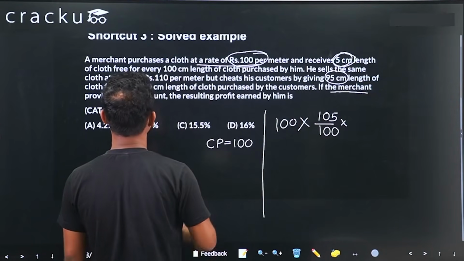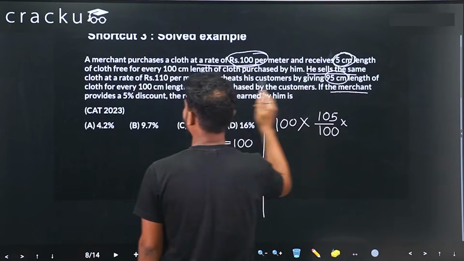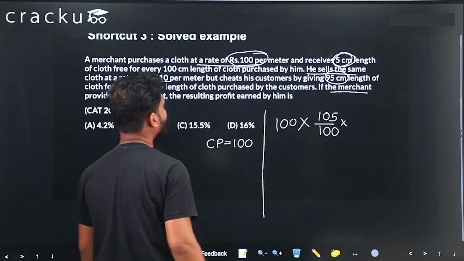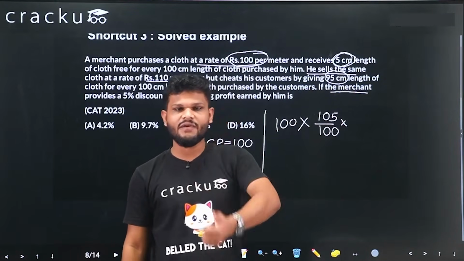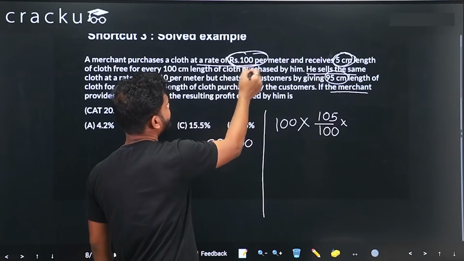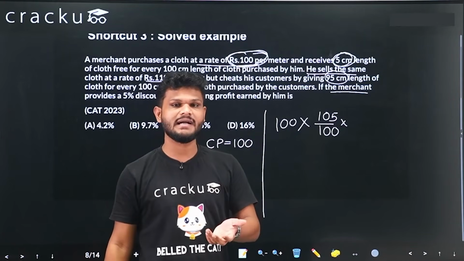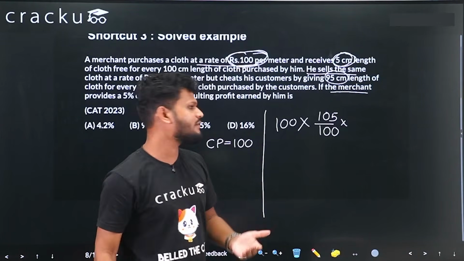Now what is he doing? He is selling at 110 per meter. So instead of 100 rupees at which he bought, he is selling it at 110. So by how much fraction is his profit increasing?